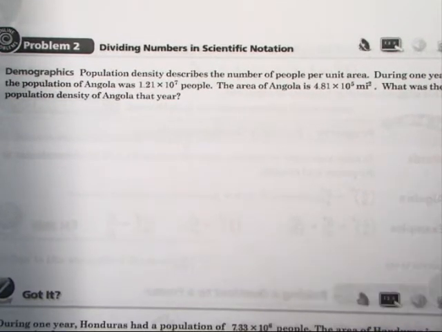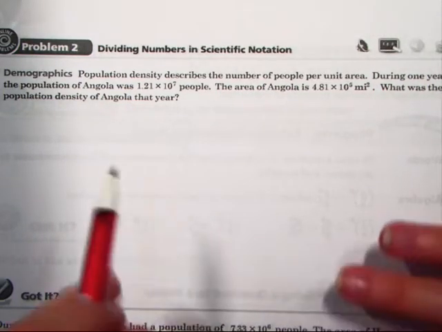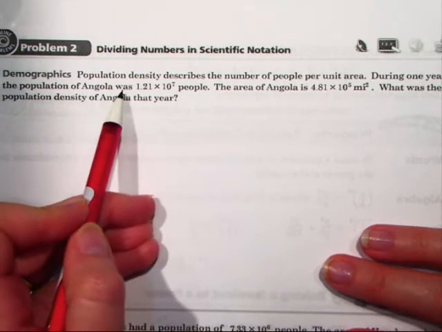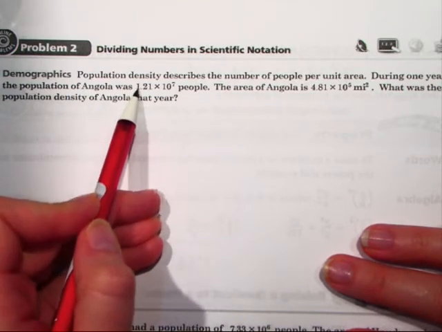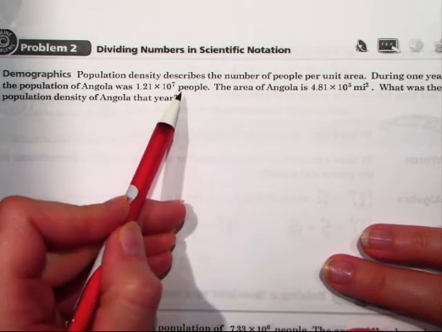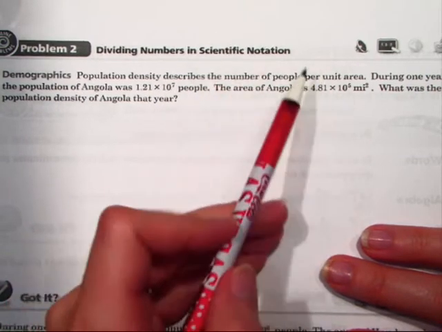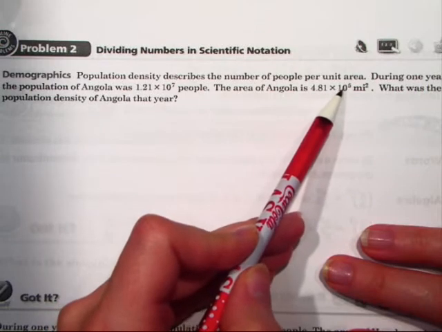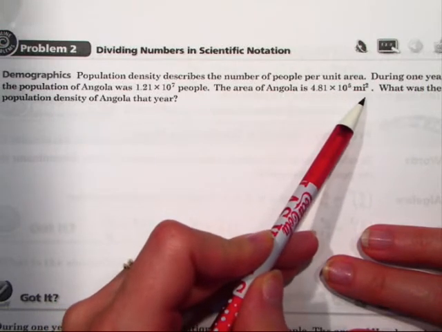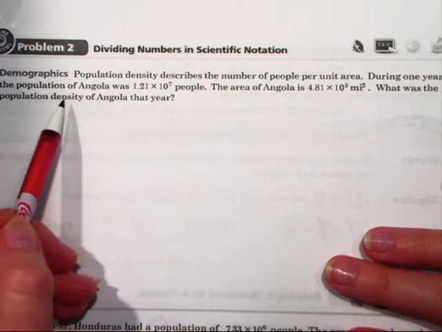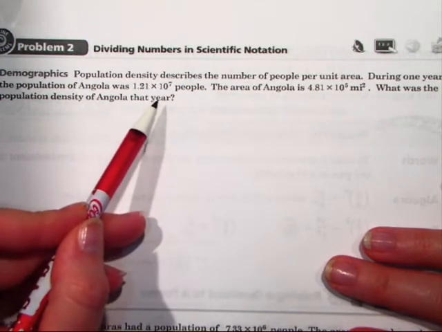During 1 year, the population of Angola, I hope that's how you say it, Angola. Yeah, it is Angola. I just checked with my husband. So the population of Angola was 1.21 times 10 to the 7th people. That's a lot of people, guys. The area of Angola is 4.81 times 10 to the 5th square miles. What is the population density of Angola that year?